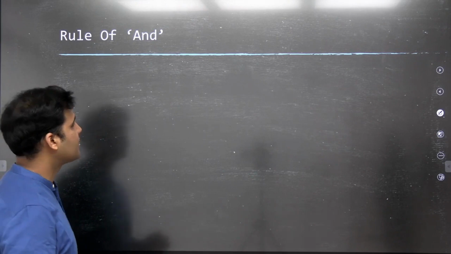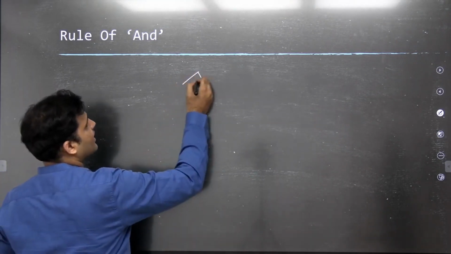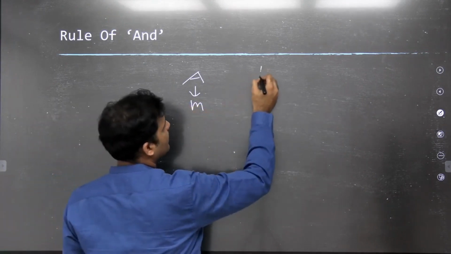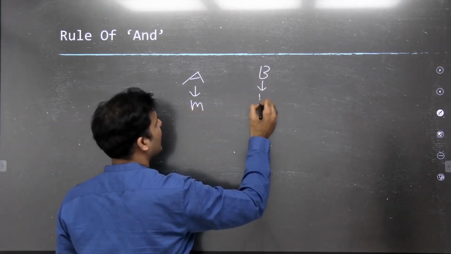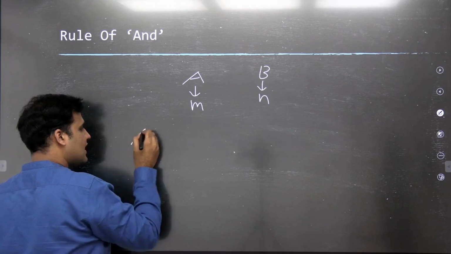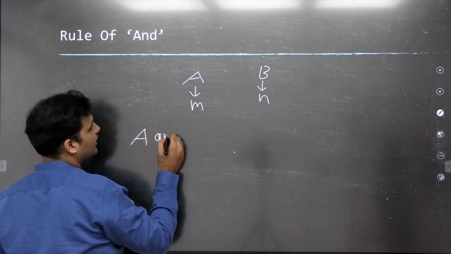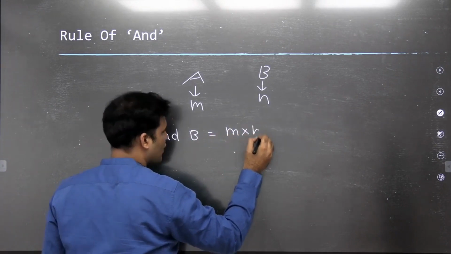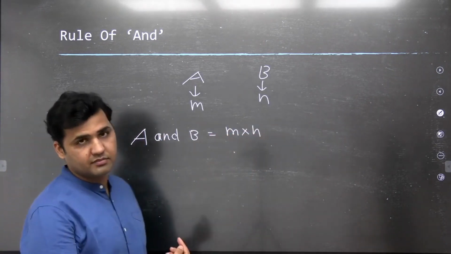The rule of AND says that a particular event A, let's say there's a particular event A which can happen in M different ways, and there's another particular event B which can happen in N different ways. Then rule of AND says A and B can happen in M into N different ways. Now what exactly is the meaning of this concept?